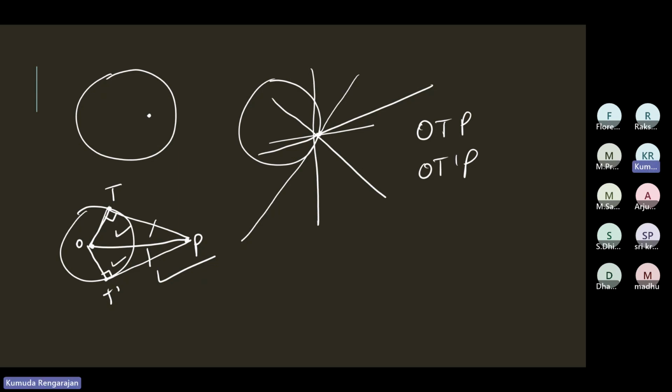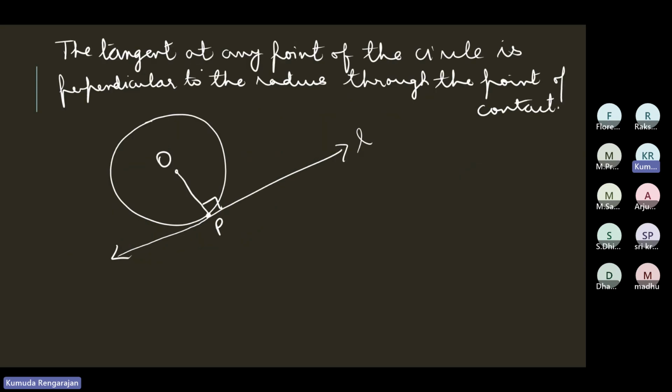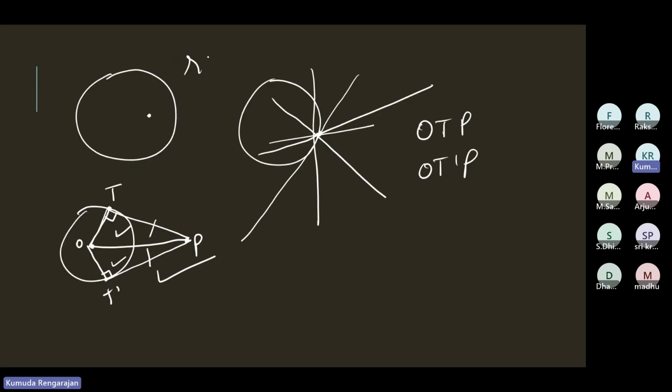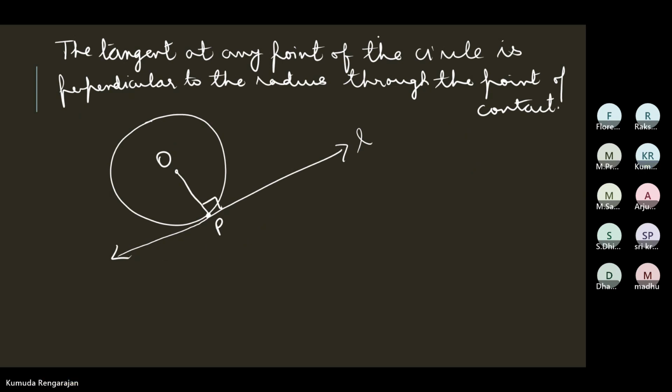Angle 90 degrees, because by this theorem, radius is perpendicular to tangent. I normally write it in short like this. You will not find it in books like this. I normally write that theorem like this: radius perpendicular to tangent, or tangent perpendicular to radius. So when I write this, I mean this theorem.